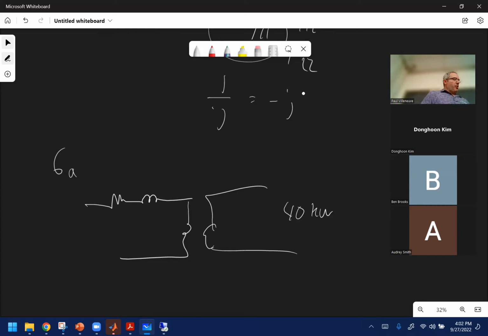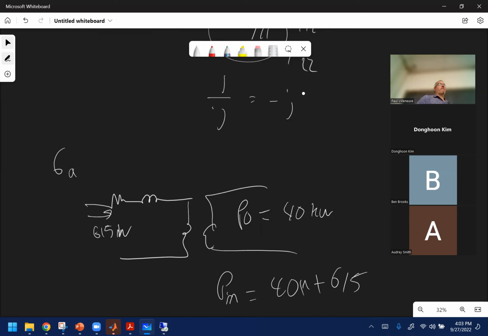And if you look at the short circuit test, the short circuit test says this consumes 615 watts under full load conditions. The only thing that causes losses is the current through it, I squared R. This test, the short circuit test, is done under full load conditions, full current going in there. So P in is 40K plus 615. P in, sorry, not P out. And P out is equal to 40.